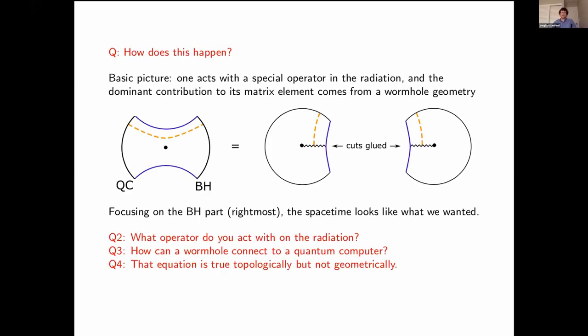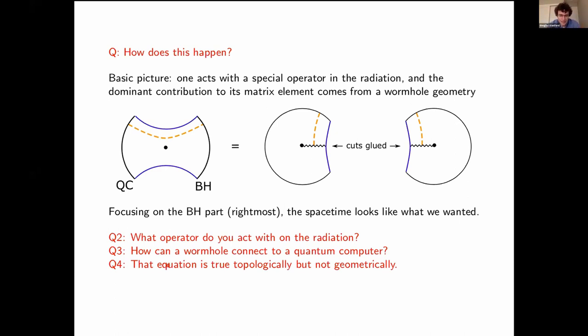And what I'm going to try to do is answer a couple of obvious follow-up questions that you might have to this picture. So one question: what operator are we supposed to act with on the radiation to make this happen? And then, what does it even mean for a wormhole to connect to a quantum computer?